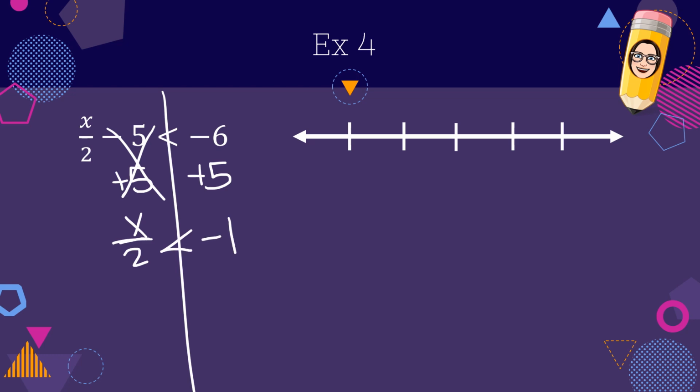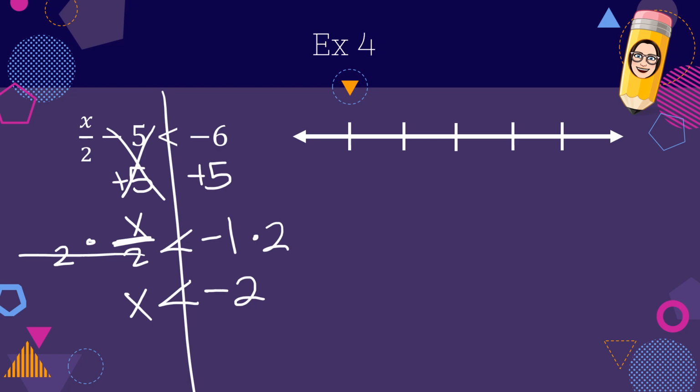Next step, it says divide 2, so we're going to times 2. What we do to one side, we do to the other. Now remember, if you're struggling with these solving steps, make sure you see my equation videos. It's much easier when it's just equations to get those rules down.